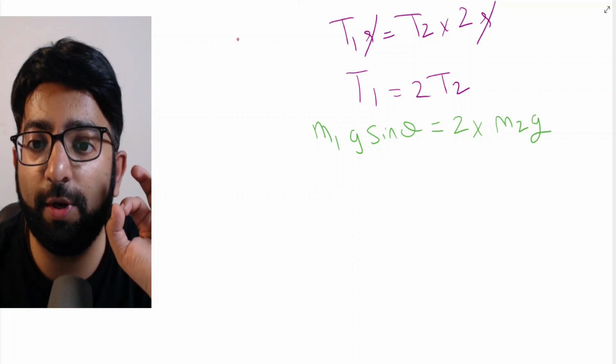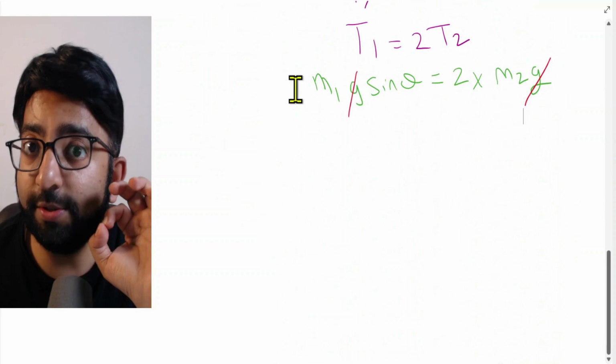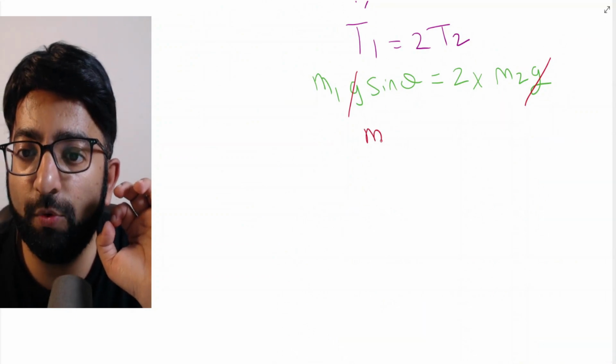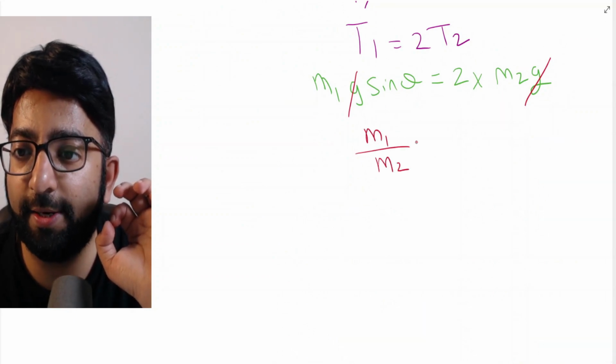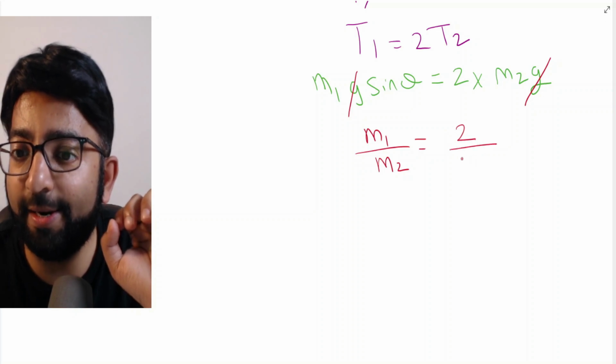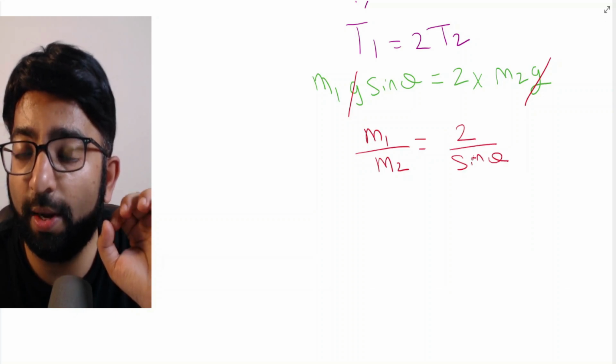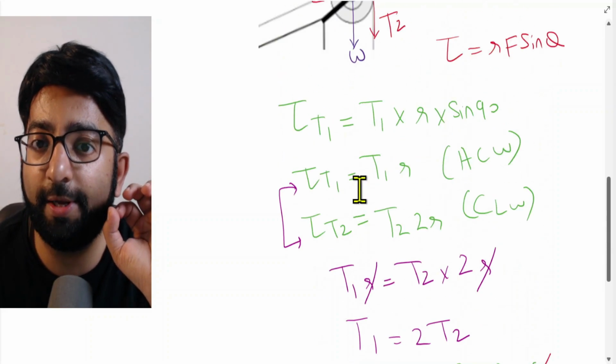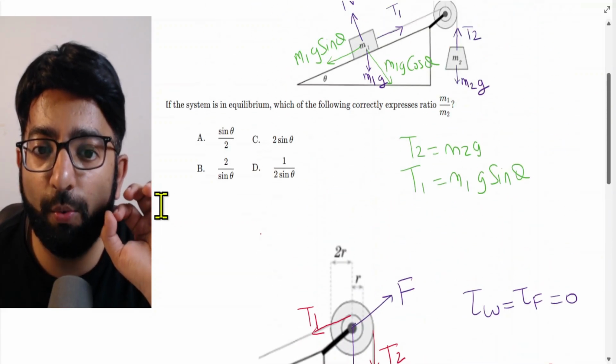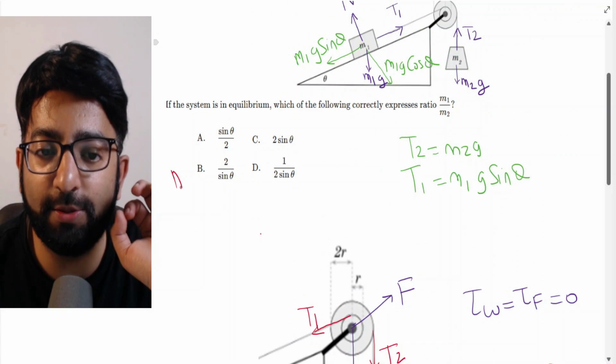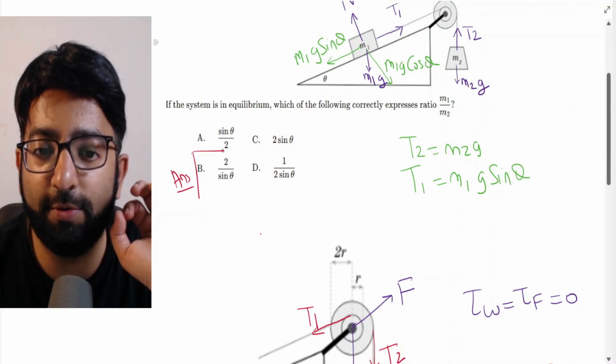Now, in this case, g will be cancelled on both sides. And now, since we have to find m1 upon m2, let's try to make that the subject. So we will get 2 in the numerator and sine theta in the denominator. So m1 upon m2 will come out as 2 upon sine theta, which is in option B. And that's why B is the correct option for this question.